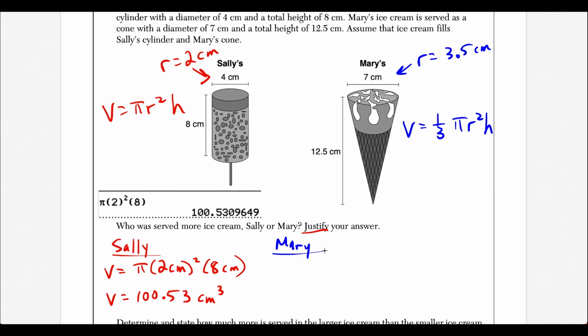So when we find the volume for Mary's ice cream, we're going to do volume equals 1/3 pi times the radius. Remember, we're taking half of 7, which is 3.5. So we have 3.5 centimeters, and that's being squared, and then we're multiplying that by the height, which is 12.5 centimeters like this. So we just have to work this out.